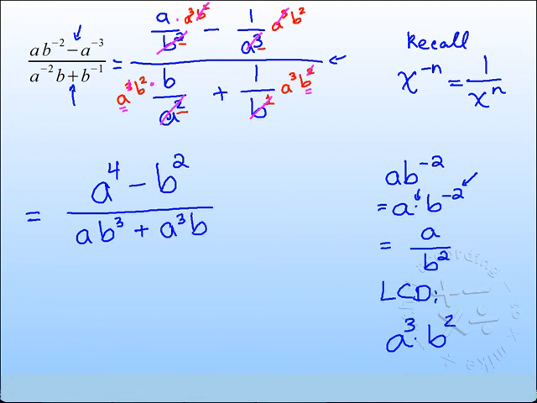So we are left with a to the fourth minus b squared over a b cubed plus a cubed b. A to the fourth minus b squared does actually factor. It's a difference of squares, but nothing's going to cancel. Also, the denominator factors, you could technically pull out an ab, but nothing's going to cancel. So this is our answer. So again, in the land of complex fractions, multiply every term by the LCD, cancel, simplify. That's it.